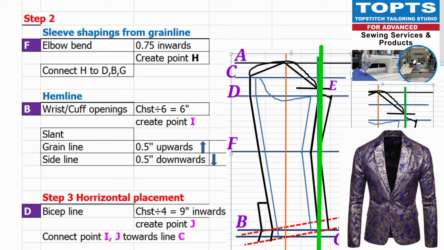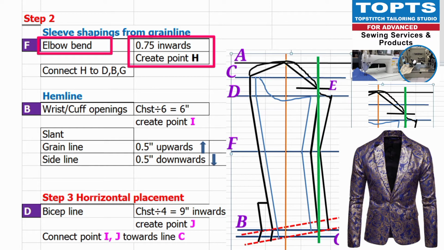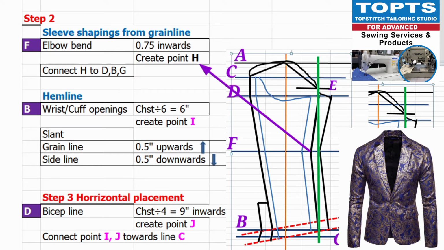Then step 2, we're going to look at the sleeve shapings from the grain line. So for the sleeve shaping from the grain line, you're going straight away to line F. So now line F, you're going to create elbow bend. You're going to come 0.75 inches inwards to create another point that I can call point H. Then after, you connect H to D, B, then G. I hope you're seeing that curve. So that's elbow bend. You're creating that shaping of your elbow.